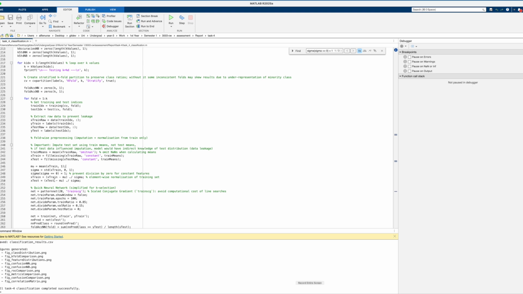Same with the z-score normalization here, I calculate mu, which is the average, and sigma, and then this line here uses logical indexing to prevent division by 0.